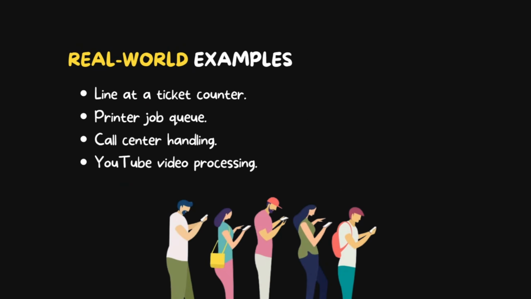Now let's connect this to real life. Queues are everywhere. For example, the line at a ticket counter, printer jobs waiting to be processed, handling calls in a customer service center. Even YouTube processes videos in a queue to upload and display them. These real-world examples help you understand how queues are applied in programming.